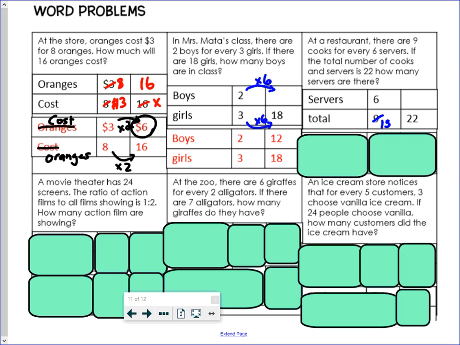I have a feeling that in order for this problem to work easily, we need to remove "and servers" here. If the total number of cooks is 22, how many servers are there? So we're going to need to edit this so that it says the total number of cooks is 22. So total cooks. So this should be servers, this should be cooks.